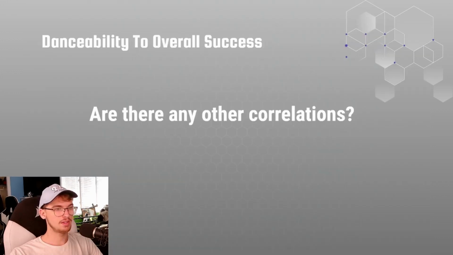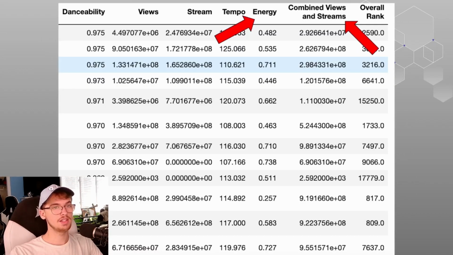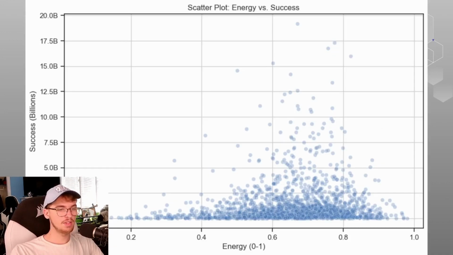So then we just looked at whether or not there were any other correlations. And next we looked at energy in combined views and streams, and again we just put it on a scatter plot. We see here that there's still not much of a correlation. Now the ones that kind of spike fall in between 0.6 and 0.8, and that's great, but then it kind of falls off.